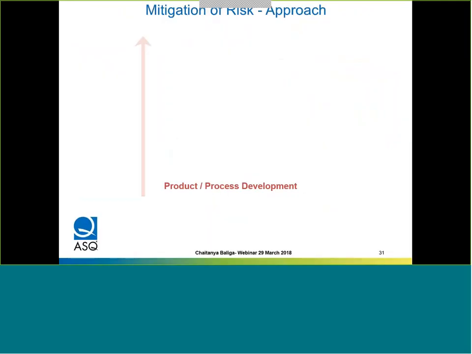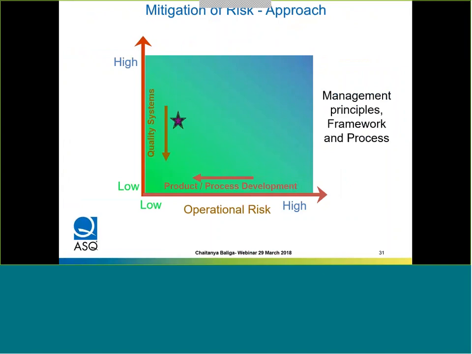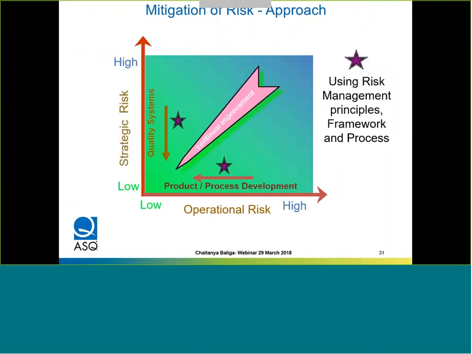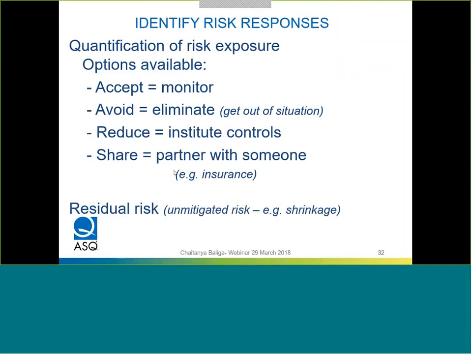Now if I look at the risk levels, whether it is operational risk or strategic risk, we can really improve this kind of risk. From a strategic perspective, we can use quality systems, and operationally where we have product and process development. By using risk management principles, framework, and process, you can really mitigate these risks at a lower level through continuous improvement process. When you identify the risk, you have only 4 responses.